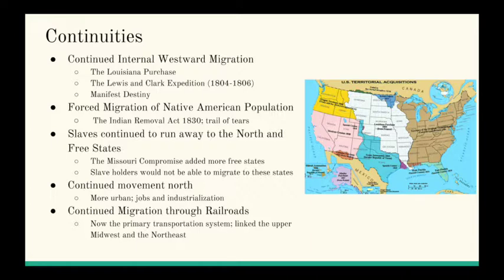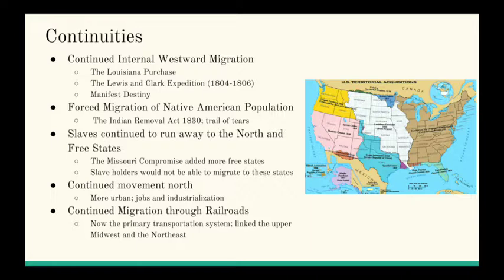Another continuity would be the continued movement of slaves running away to the north and to the free states. Many of these states were added due to the Missouri Compromise. Another continuity would be the continued movement north to the more urbanized and industrialized areas of the United States. These areas had more jobs and more opportunities for all people.